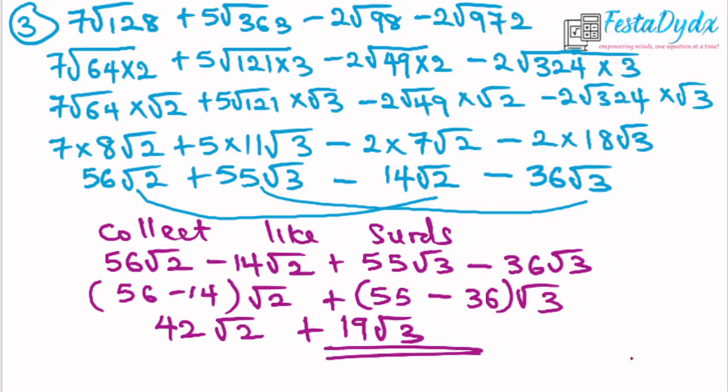So this is our answer because we no longer have any like term. So these are unlike terms, we cannot simplify them together, we cannot add them together. So this is the answer for number 3. This is the last question in this video.